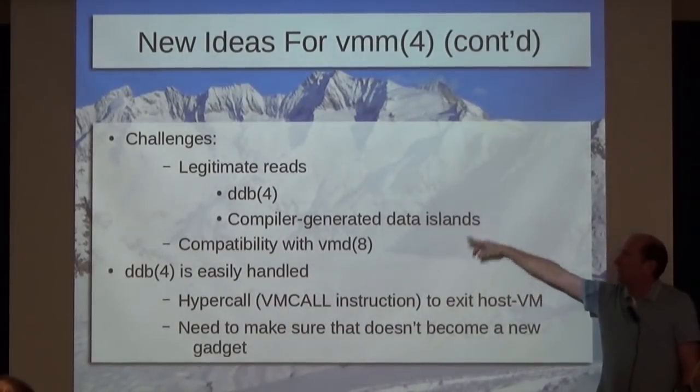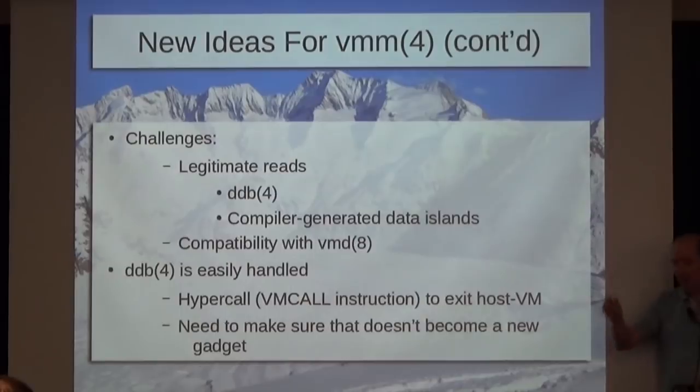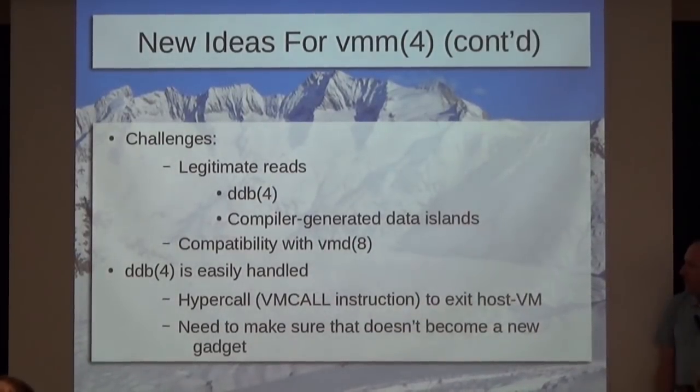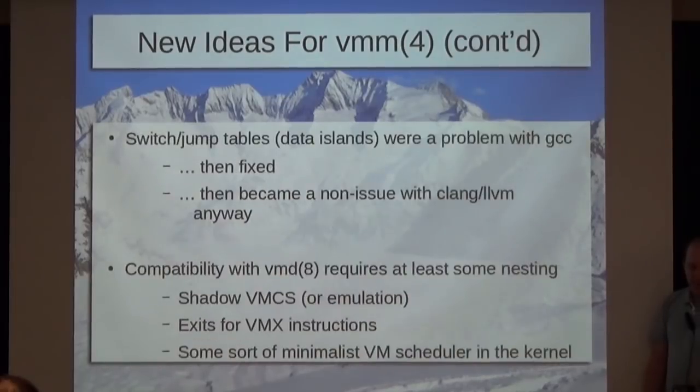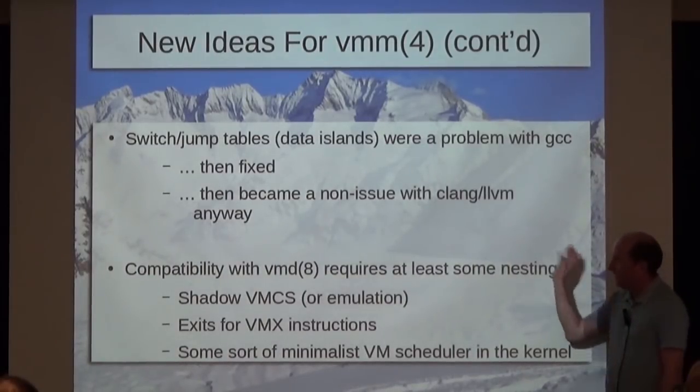You can handle DDB fairly easily. What we did is we just turned that into a VM call instruction, and we exited what's called the host VM at that point. But you need to make sure that that doesn't become a new gadget for somebody to escape out of the execute-only page. The switches and jump tables and data islands were a problem with GCC when we were still using GCC. Then we had somebody go in and fix that, so they became not a problem. And when we switched to Clang and LLVM, it doesn't appear to be an issue anyway, so that kind of just went away.